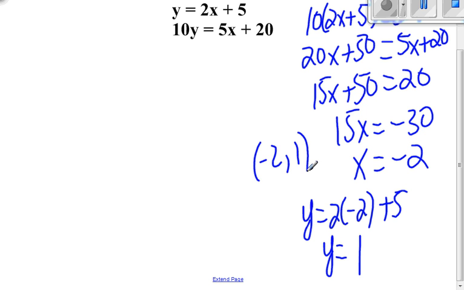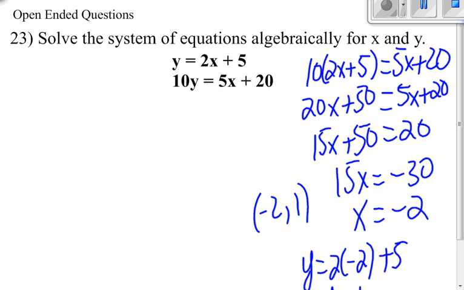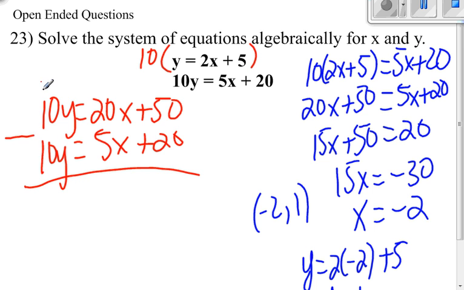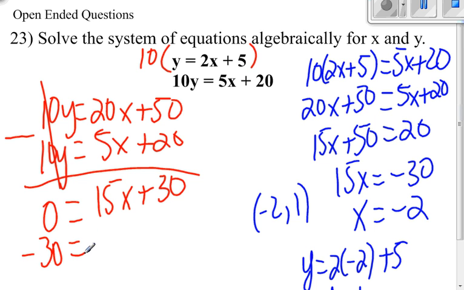Now let's do it with elimination. In order to do elimination, I need to multiply the first equation by either 10 to match up the y's, or by 2.5 to match up the x's. Let's do 10. So 10y equals 20x plus 50, and 10y equals 5x plus 20. We need to subtract to get rid of the 10y's. 0 equals 15x plus 30, minus 30 from both sides. Negative 30 equals 15x. x equals negative 2, just like over there. Substitute back in, get the y value.